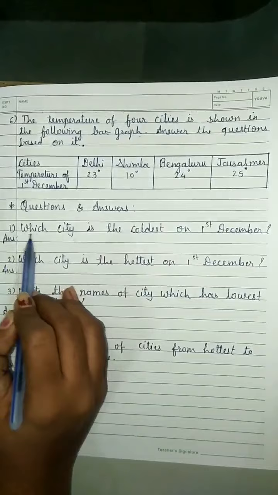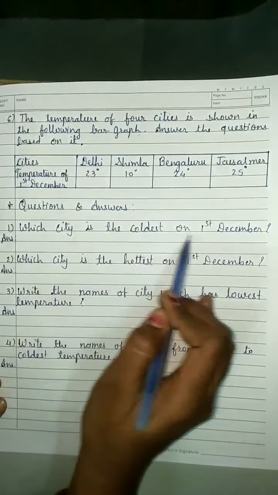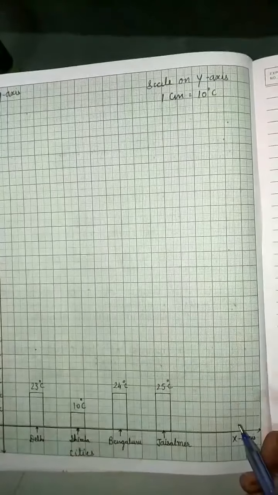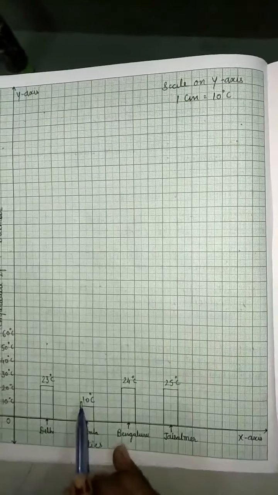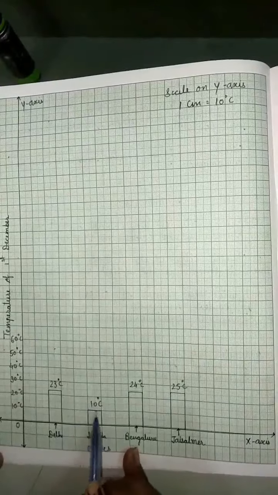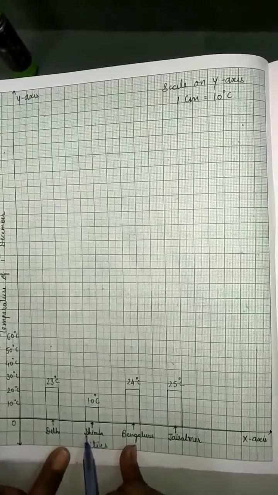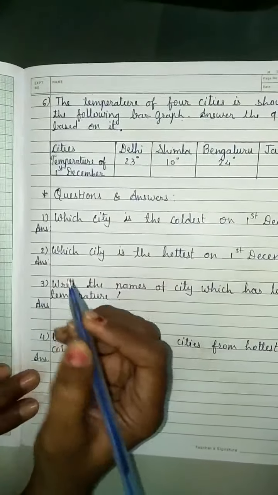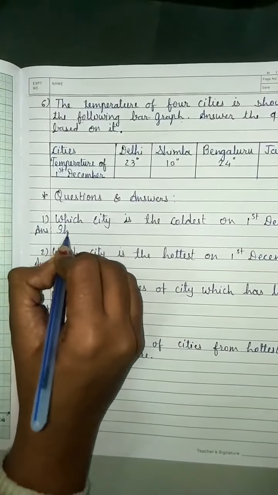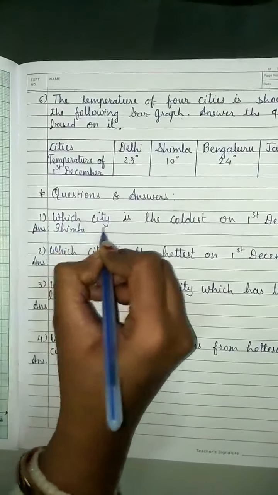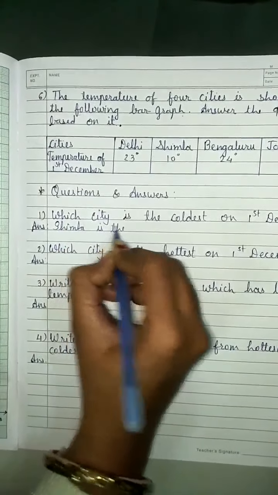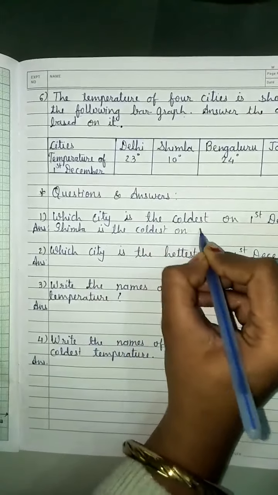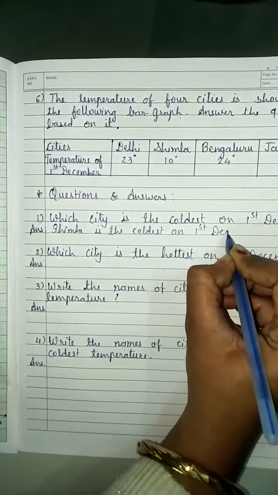So let's start questions and answers. So first number, which city is the coldest on 1st December? So let's see in the bar graph. So here you can see 10 degree centigrade is the lowest temperature. So Shimla is the coldest on 1st December. So let's write over here: Shimla is the coldest on 1st December.